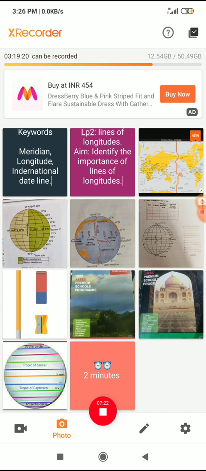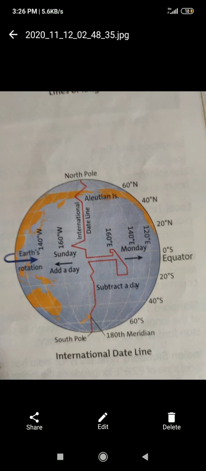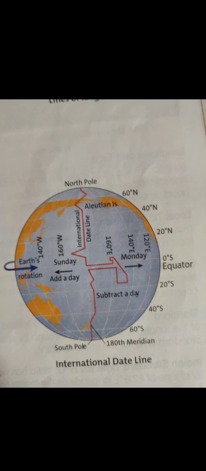For example, if today it is the 12th, but in the eastern part it is the 13th. The 13th of November there, and here it is the 12th of November. Understood? Like this, it is totally dependent on the international date line.